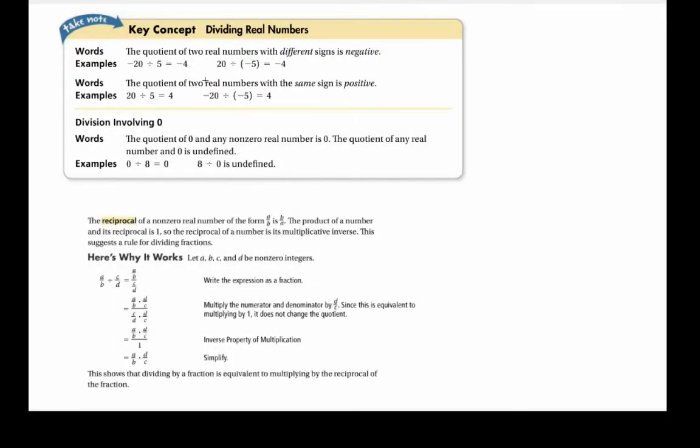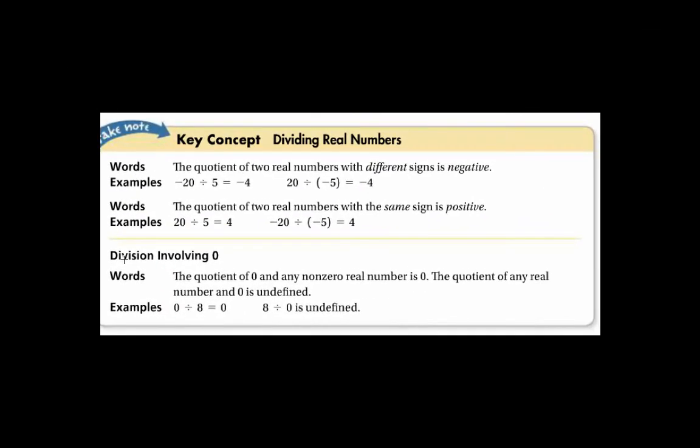Dividing real numbers, division is very similar to multiplication. As you can see here, if we're going to divide two numbers that have different signs, then the quotient, meaning the answer to that problem, is going to be negative. The quotient of two real numbers with the same sign is always going to be positive. Division involving 0: the quotient of 0 and any non-zero real number is 0. The quotient of any real number and 0 is undefined.